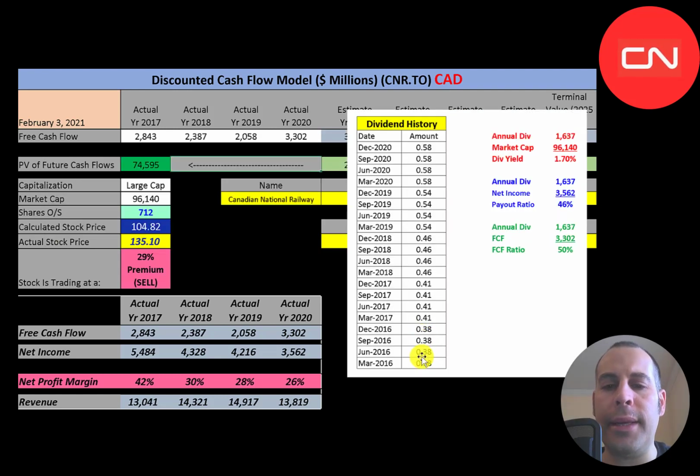They do raise their dividend a little each year. They're up to 58 cents a share. That's a 1.7% dividend yield. To calculate that, it's annual dividend payment over market cap. Or you can take the last four dividend payments, sum them up, and then divide by the stock price. They pay out 46% of their net income and 50% of their free cash flow.